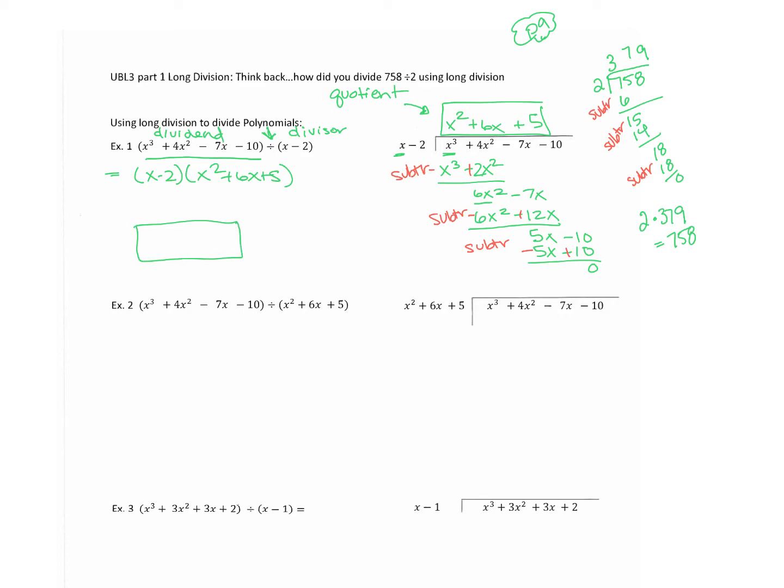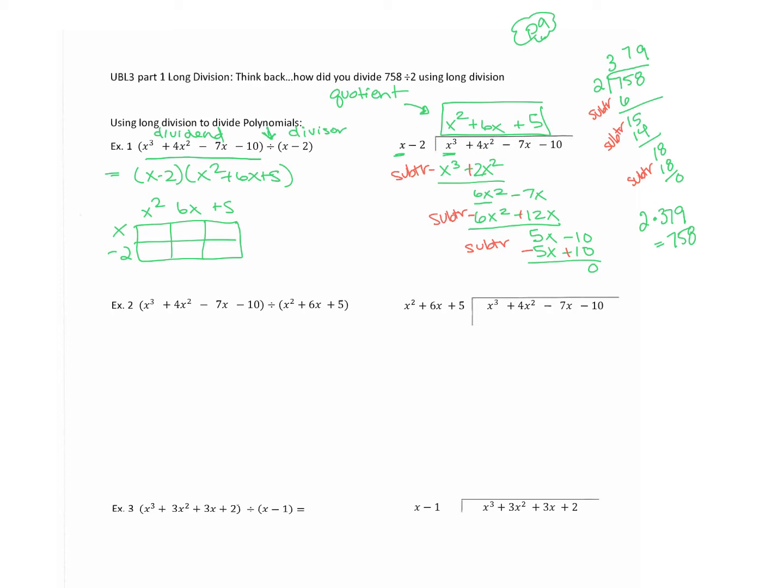So I'm going to do a 2 by 3 box. My quotient, x squared plus 6x plus 5, across the top. My divisor, x minus 2, along the side. And again, I'm doing this to see, do I get my dividend back? Do I get my x cubed plus 4x squared minus 7x minus 10?